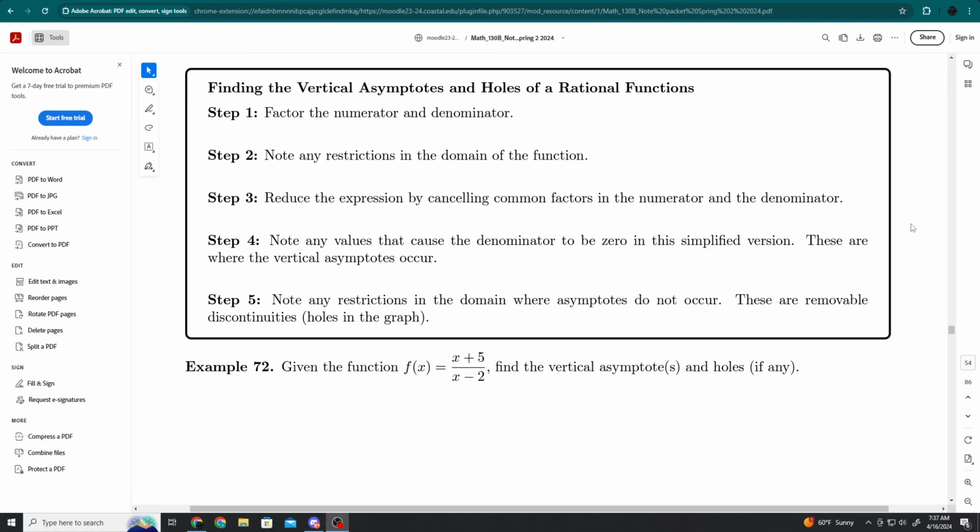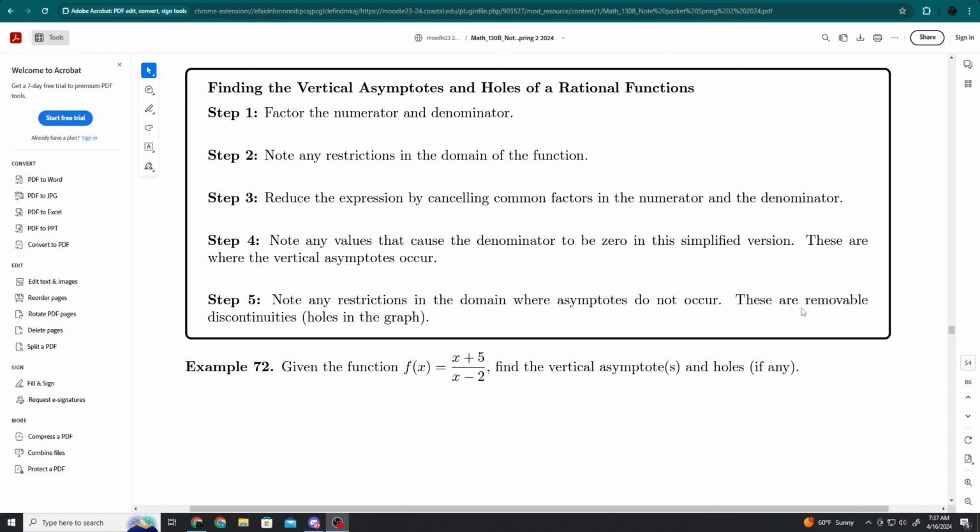And what happens is when we do that process, anything that gets canceled becomes a hole. So if we reduce and there are x's that cancel, we have holes. That's what step 3 produces, our holes. Whatever is left over in the denominator is going to be a vertical asymptote. So we're pretty much looking for 2 things. We first simplify the fraction, and we look to see what cancels and what does not cancel. The canceling produces the hole. The not canceling in the denominator stays as a vertical asymptote.